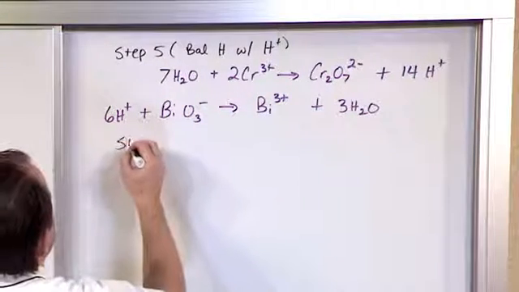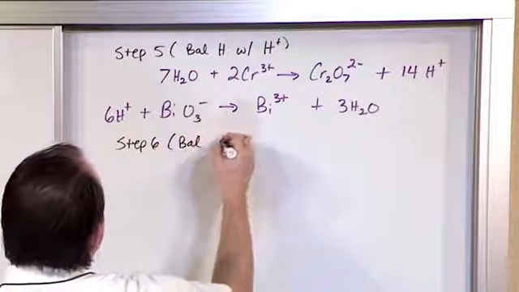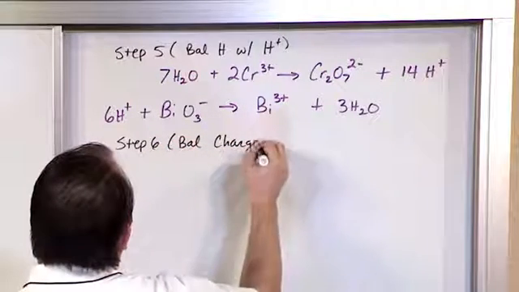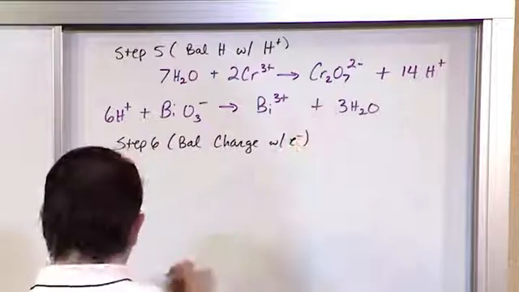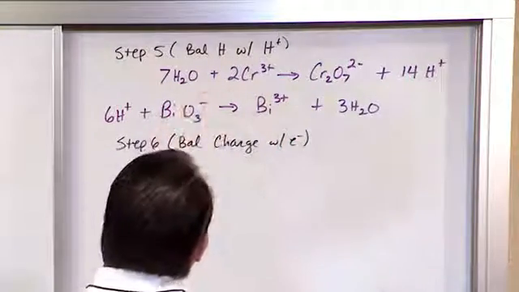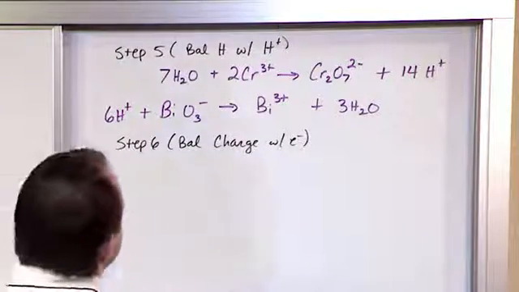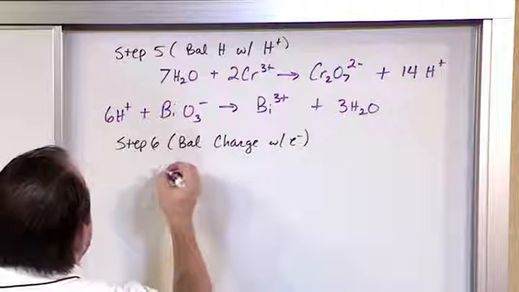So let's look at step 6. So we balance the charge with electrons. So now what this means is that we look on the left and the right-hand side of the reaction, and we calculate the charge on the left and the right, and then we add electrons wherever we need. So let's write the first reaction down.